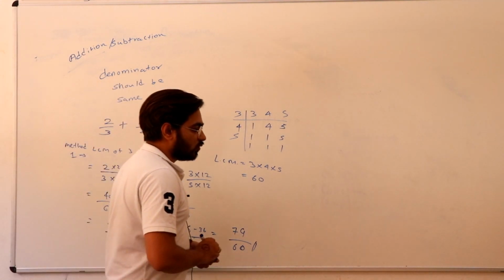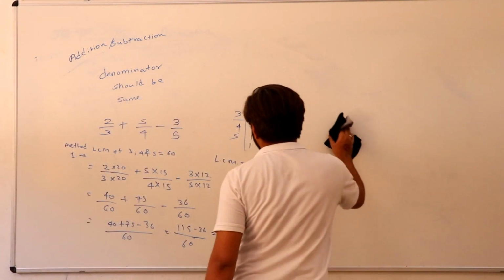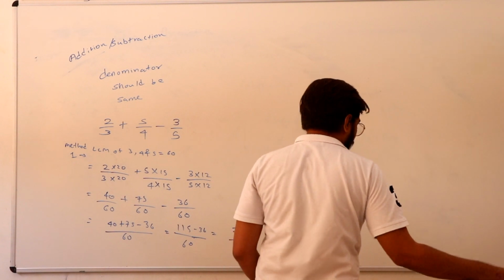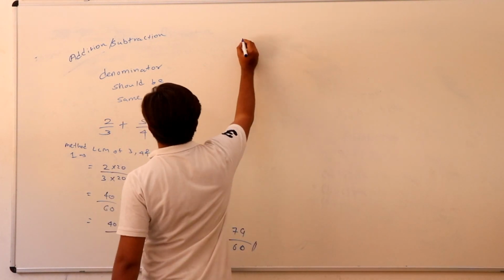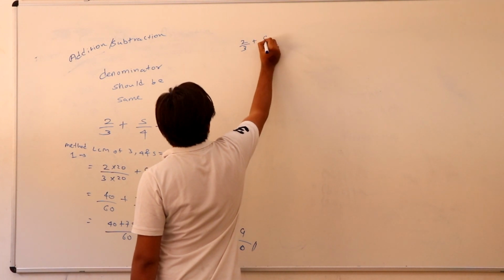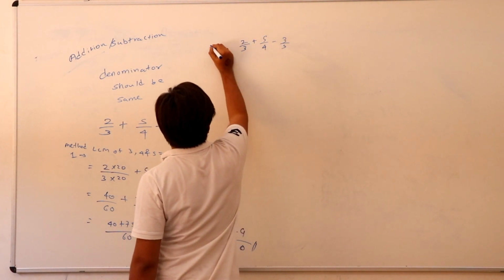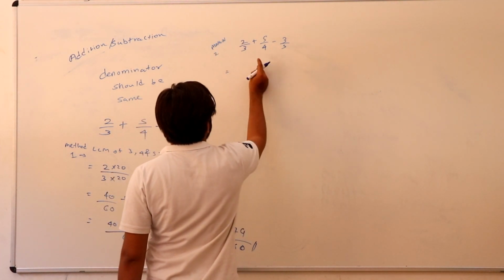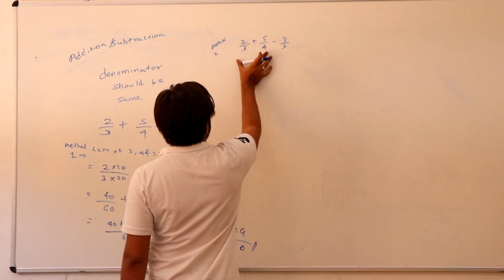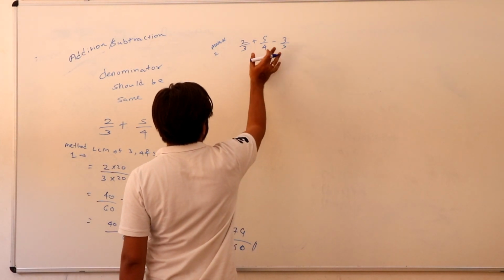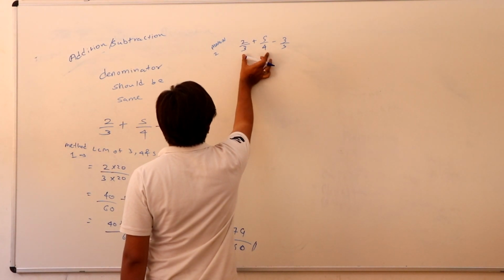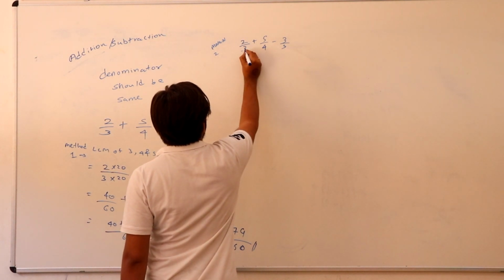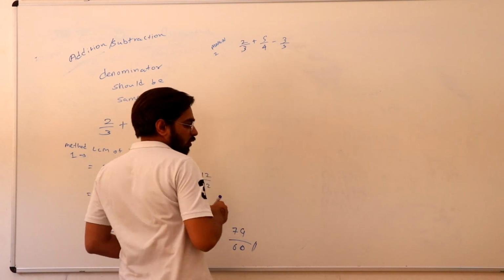Now let's do method 2, and while doing method 2 I will also explain the cross multiplication method to find LCM, so that you don't need to do the rough work every time. 2 upon 3 plus 5 upon 4 minus 3 upon 5. This is method 2. For cross multiplication we will group any two fractions or any two rational numbers. First we will do this for these two, you can do it for these two also. For these two, we will cross multiply.